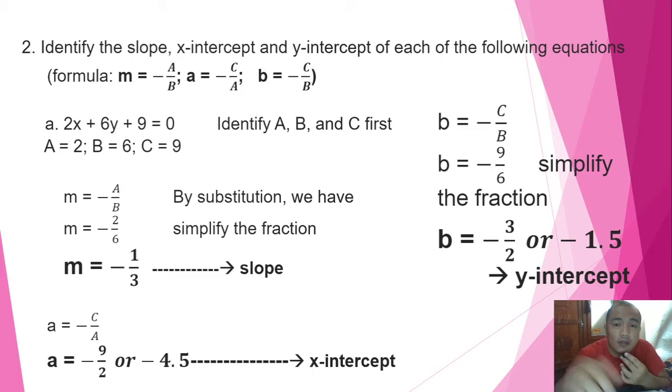Okay, right? So just by using the formula, we can determine its slope, x-intercept and y-intercept even orally, right? No need to transform them to slope-intercept form or intercept form. Just use these shortcut methods.